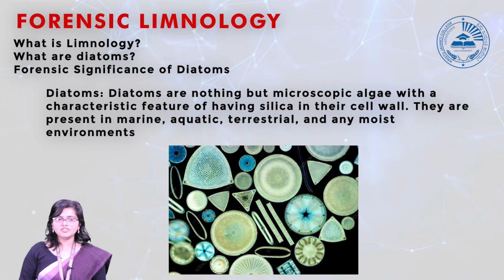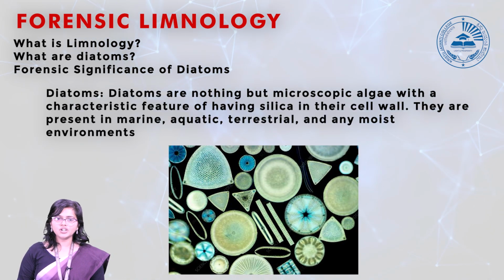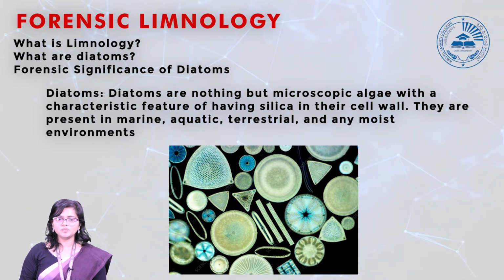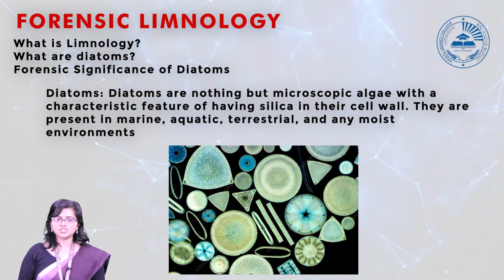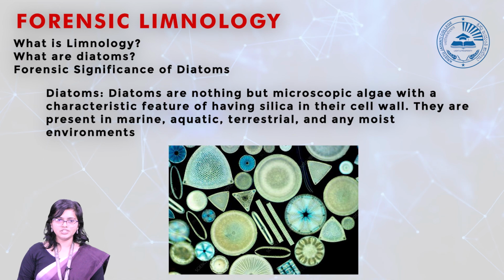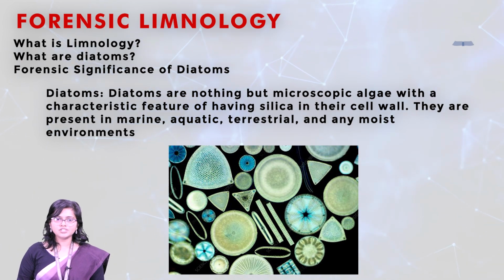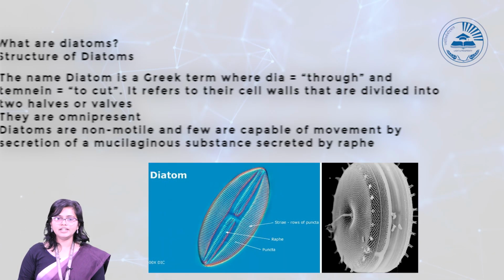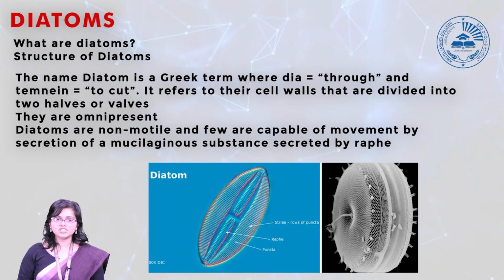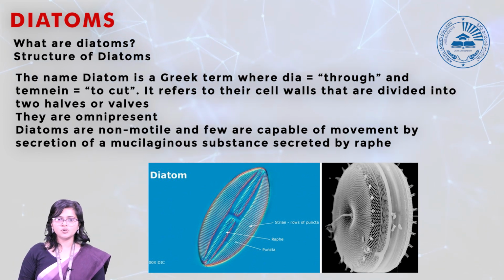Now particularly we will study about diatoms. So what are actually diatoms? Diatoms are nothing but unicellular microscopic algae with the characteristic feature of having silica in their cell wall. They are present in marine, aquatic, terrestrial and any of the moist environments. The term diatom comes from a Greek term. If we divide it, we get dia, which means through, and temnion, which means to cut. So it refers to the cell wall that is divided into two halves or two valves.